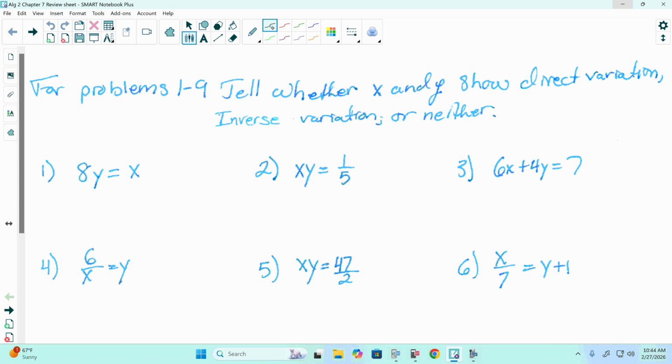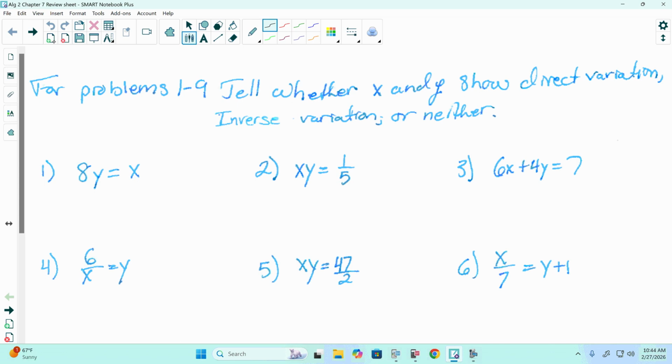All right. So we're going to go on and start going over the review sheet today. So the first thing we're going to look at is problems 1 through 6. On problems 1 through 6, we need to be able to identify whether the equation that they give us is going to be direct, inverse, or neither.